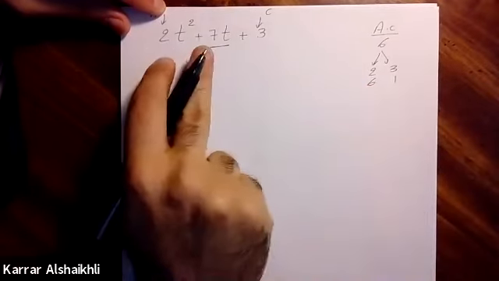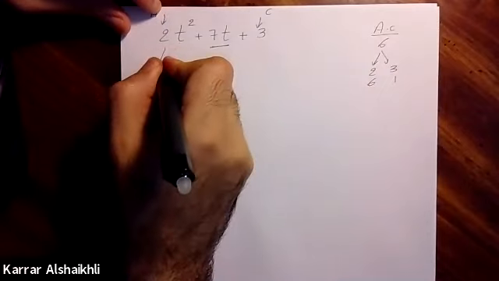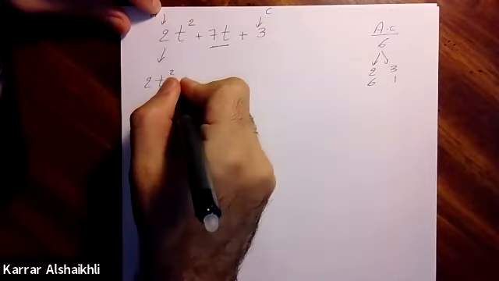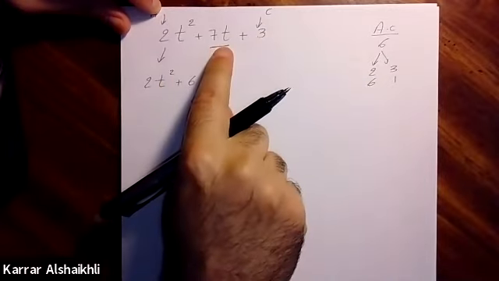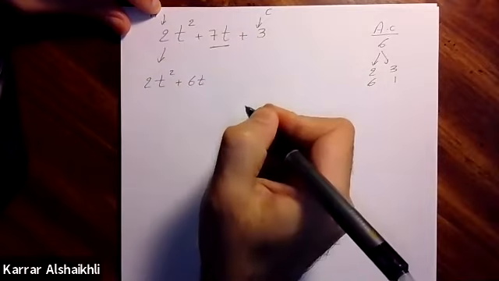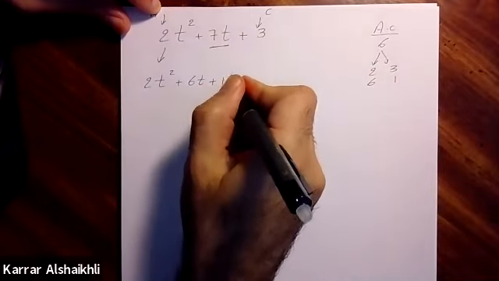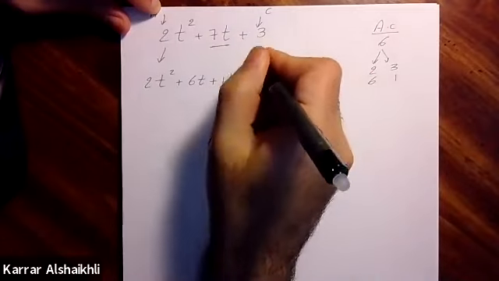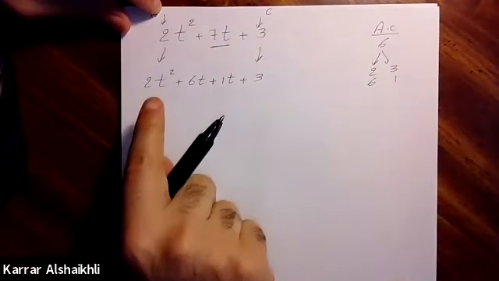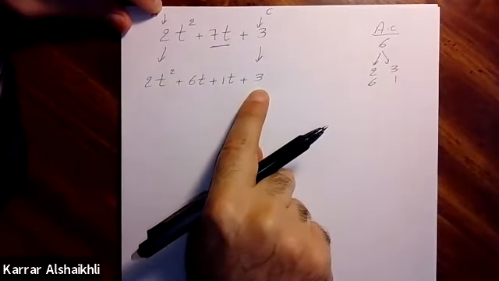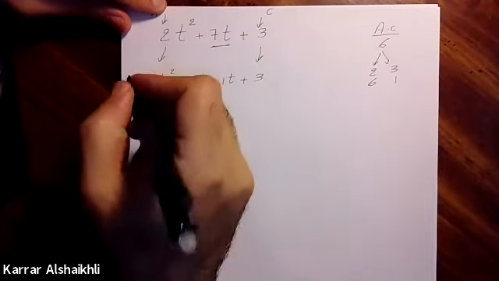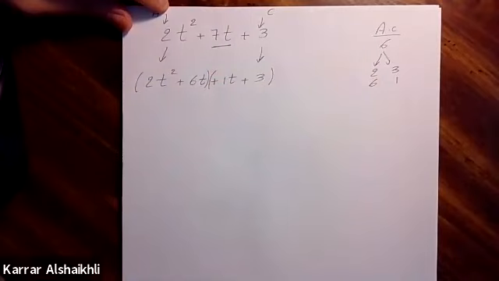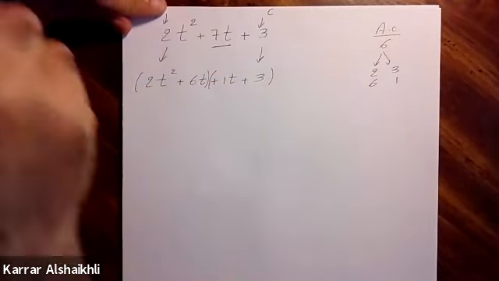So I'm going to write these down in the middle. Here is the first term, which is 2t squared, plus 6, the variable here t, so I'm going to write down t here, plus 1t plus 3, the last term. Now I have 1, 2, 3, 4 terms. I'm going to group the first two terms and the last two terms. I'm going to hide the first two terms.